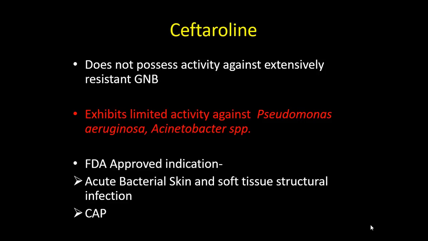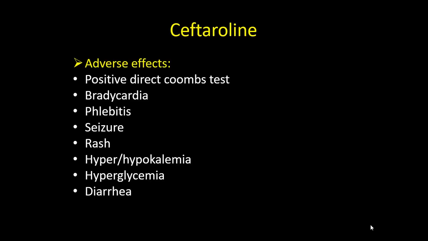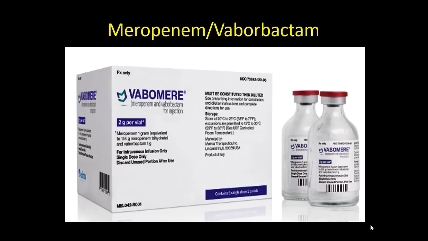So this is one fallacy. When we think it is a fifth generation cephalosporin, it should have some gram-negative coverage, but it does not have any extensive gram-negative coverage. FDA approved only for skin and soft tissue infections. Dosing is 600 mg IV 12 hourly, and creatinine clearance less than 50 requires renal adjustment. Again, the side effects are similar to the cephalosporin agents.